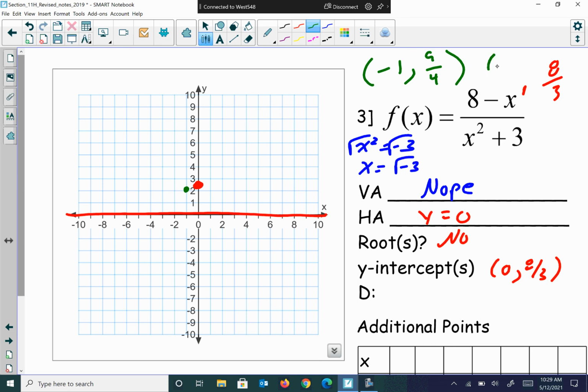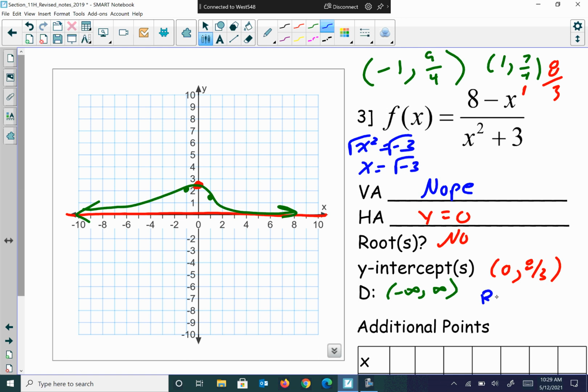What happens if I plug 1 in? Well, 8 minus 1 is 7 over 4. So 1 comma 7/4. Oh, so this kind of has a strange shape here. You got a little hump in there. Okay? So my domain is negative to positive infinity because I don't have anything that, if I plug in, makes my denominator 0. There's not a vertical asymptote.